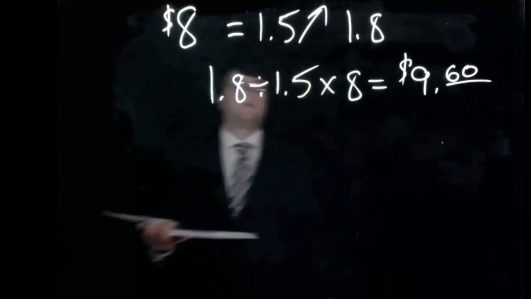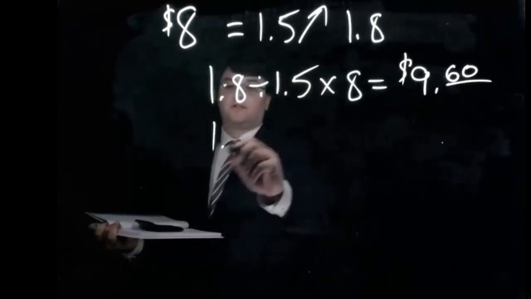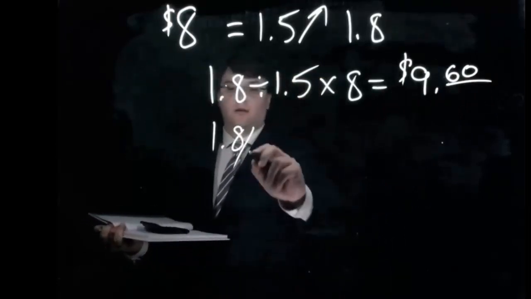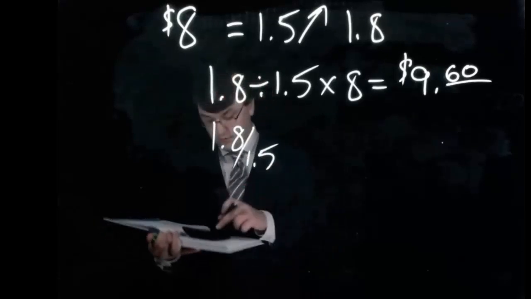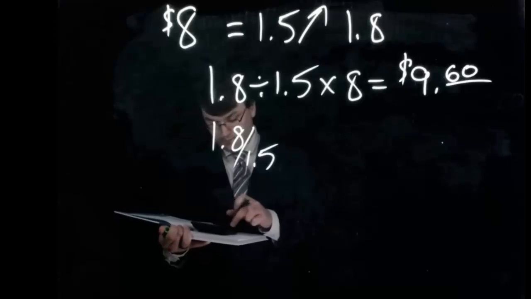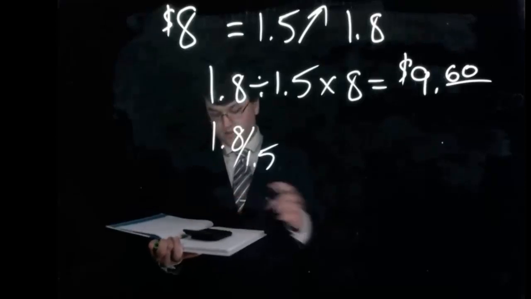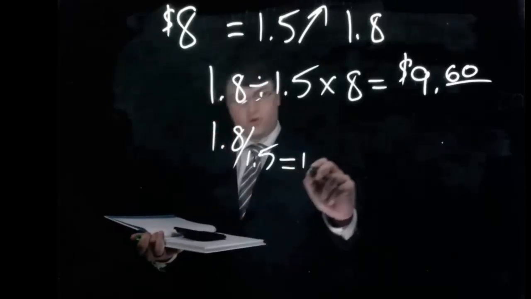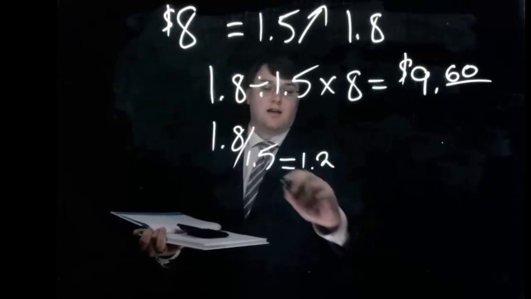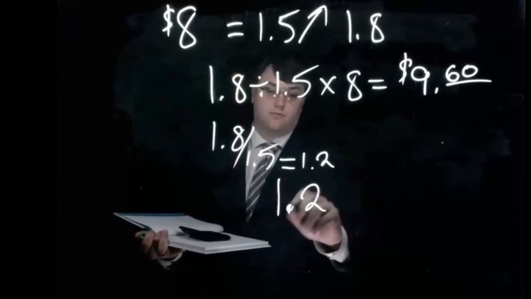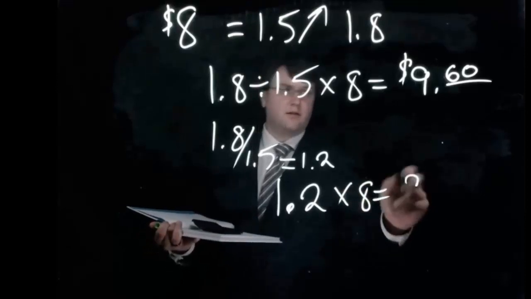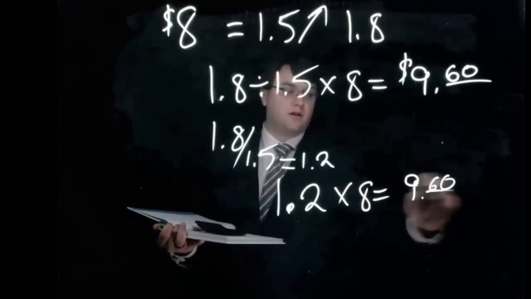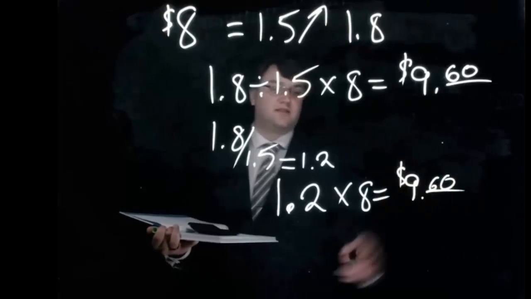And that's it. Or if you want to do it step by step, you could always go 1.8 divided by 1.5, which gives you 1.2, and then we would take 1.2 times $8, and that would still equal our $9.60.